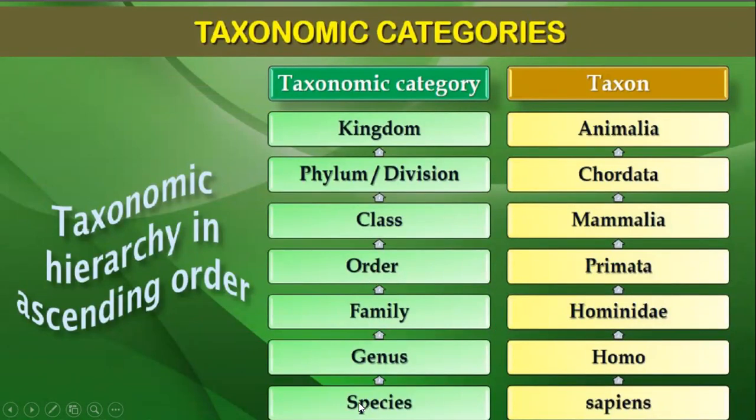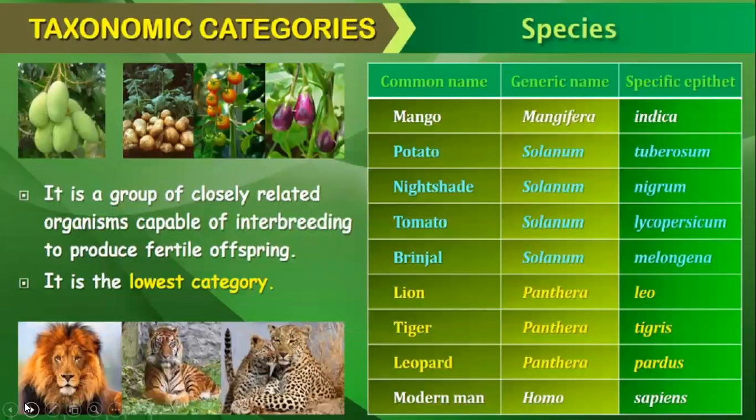In ascending order: species, genus, family, order, class, phylum, and kingdom. In plants, phylum is called division. Species is the lowest or fundamental taxonomic category. Related species form a genus. An assemblage of related genera forms a family. A group of related families is said to be an order. An assemblage of related orders forms a class. Classes together combine to form a phylum or division: division in plants and phylum in animals. The highest category is the kingdom, and above kingdom there is one more category known as the domain.